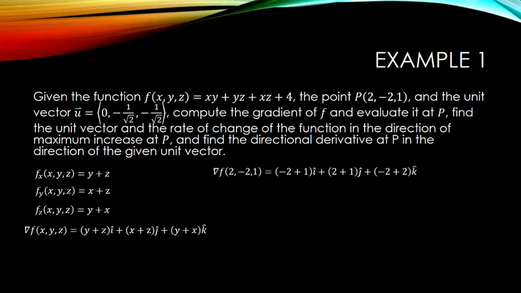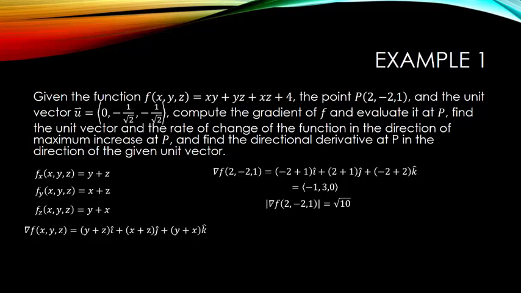My gradient of f evaluated at (2, -2, 1) becomes (-2 + 1) in the i-hat direction, plus (2 + 1) in the j-hat direction, plus (-2 + 2) in the k-hat direction. This gives me a vector with components -1, 3, and 0. The magnitude of the gradient of f evaluated at (2, -2, 1) gives me the rate of change. This is the square root of 10.